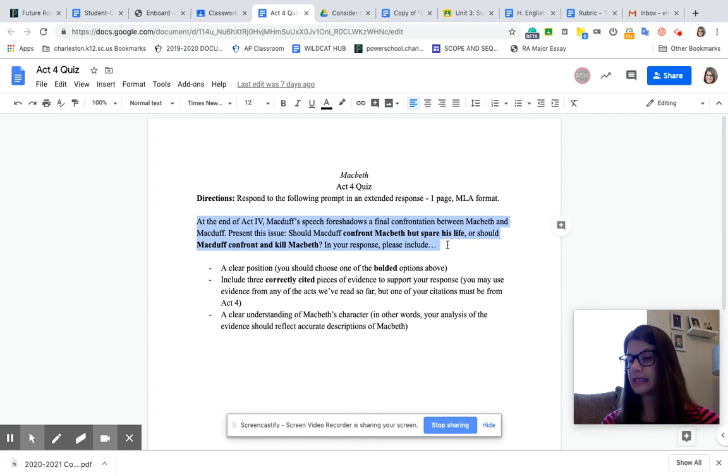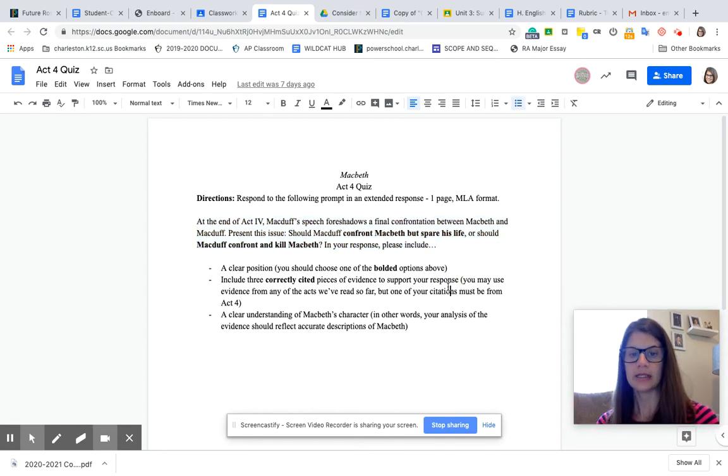I think what you need to consider here is the consequences of not killing Macbeth. If he chooses to spare Macbeth's life, will Macbeth continue to be the tyrant he's described as being? Or will that confrontation maybe get him in check? Based on what you know about Macbeth, what do you think would happen there?